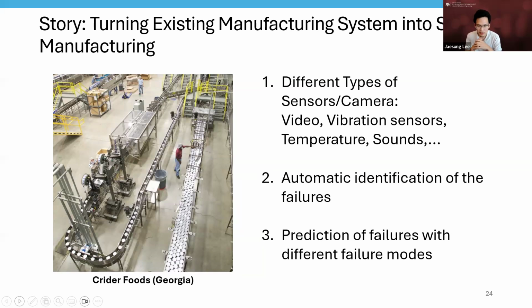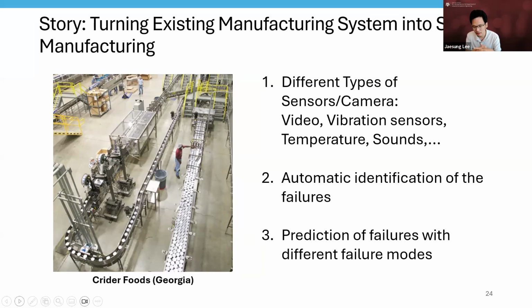And we also attached some vibration sensors, temperature sensors, and sound sensors. So with all these sensors, the AI system can feel and see what's happening in the system. Based on those sensor data, we identified when the failure happens. And also, with a predictive model, we could identify when the failure would happen in advance.